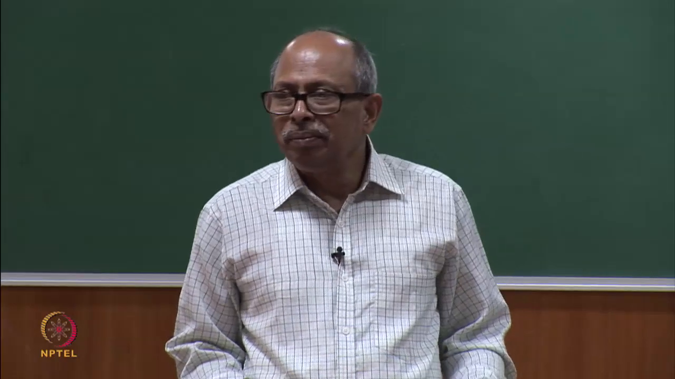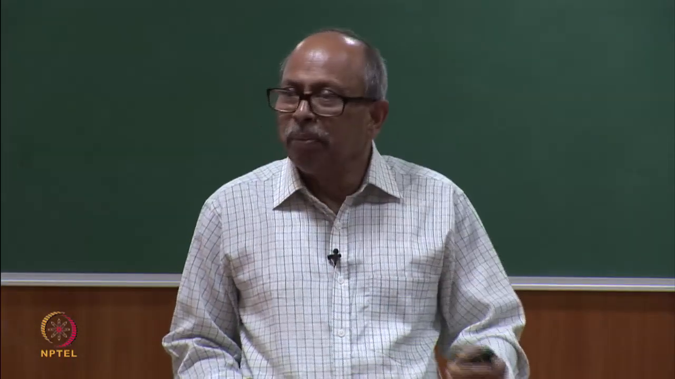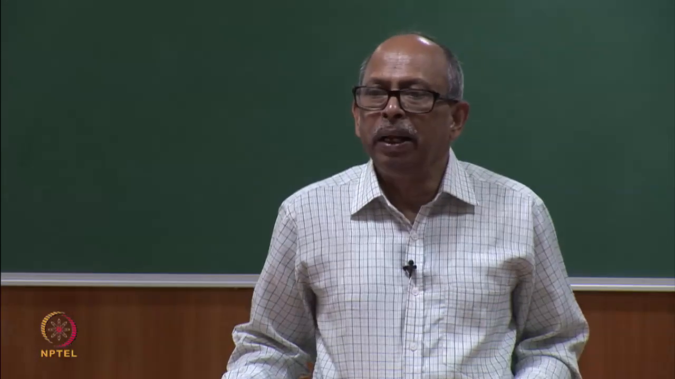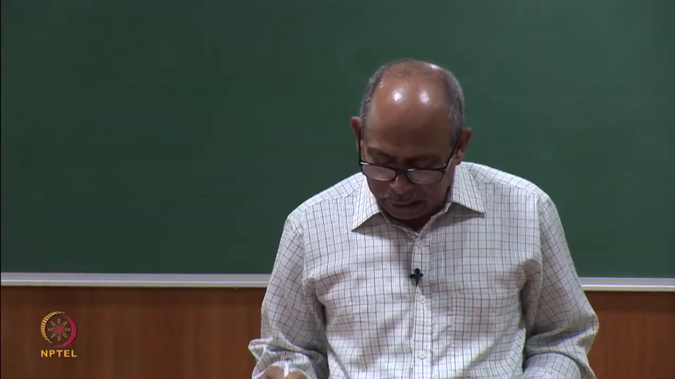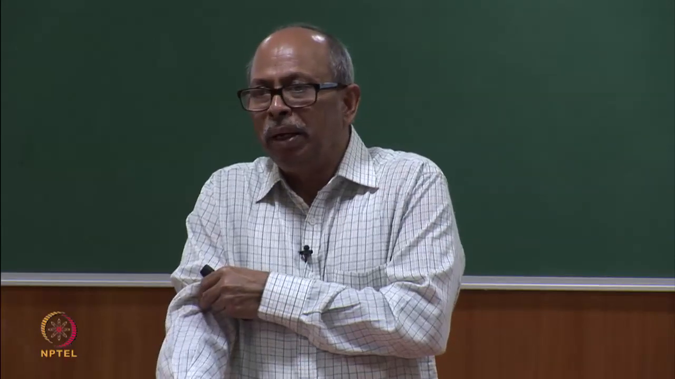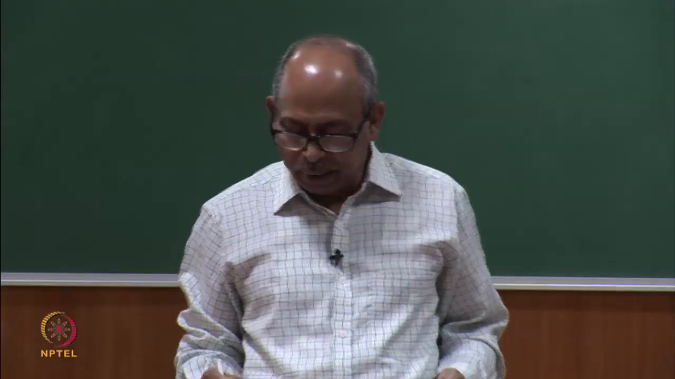You want to calculate how much the load is at the planning stage. Rough guidelines are given in the National Building Code. For normal lighting, take 20 watt per meter square. So for example, if you know the area of your floor or total building, you can work out how much you would need for lighting only. If lifts and pumps are there, then it would be more, and if AC is there, additionally you have to take 11 watt per meter square. These values are given in the National Building Code. To start with, you can roughly estimate the capacity you need for a given building, so one has to look into those kinds of things.